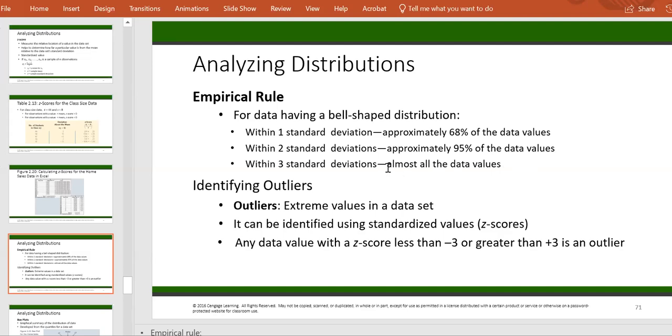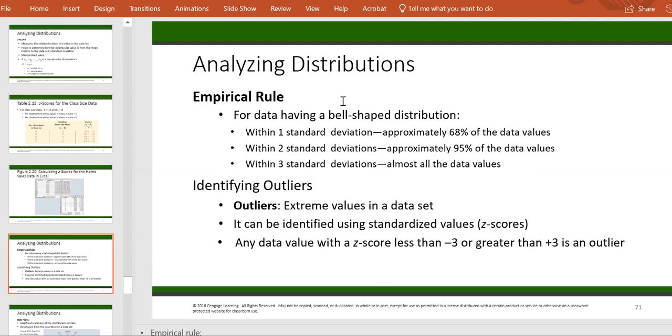Approximately almost all the data values. For the normal distribution it's 99.7%, but almost all, right? So that's almost everything. It's just a very minor proportion that is not included, above 3 or below -3 standard deviations from the mean.